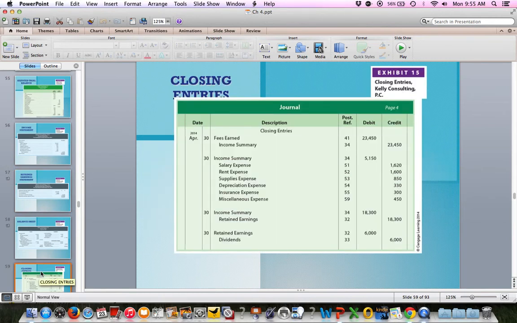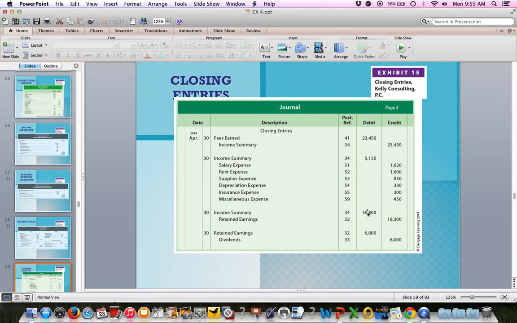And so once you're done with that, you can then do your closing entries, right? So it's a matter of closing out your temporary accounts in 4 steps. Step 1 is to close your revenue account, which is fees earned. Step 2 is to close your expenses. Step 3, close the actual income summary account. And step 4, close the dividend account.